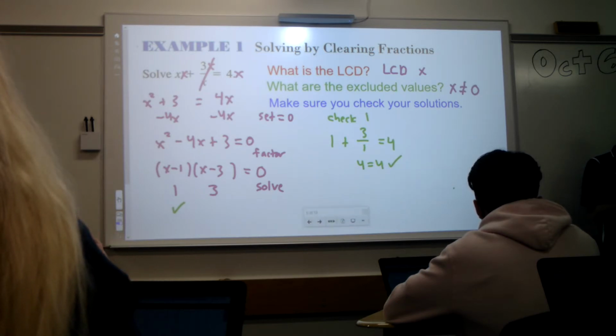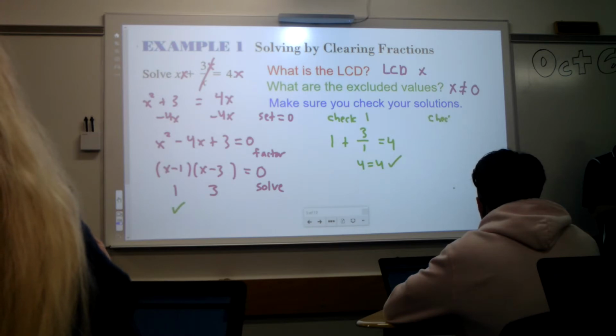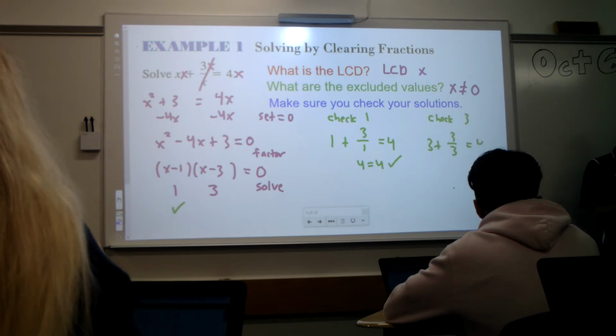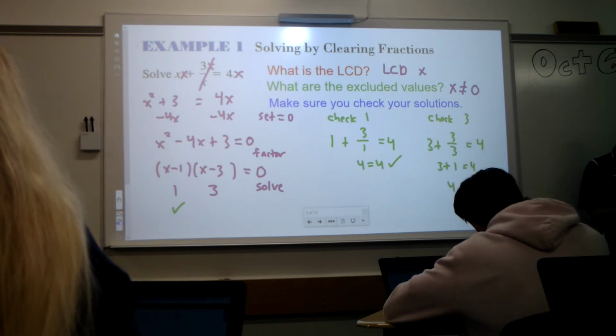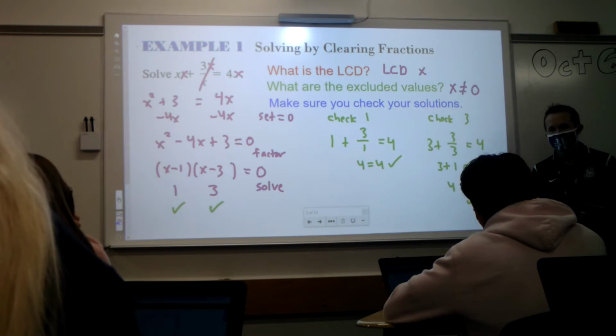Alright, well then let's check 3. I'm going to go to the original equation, and anywhere I saw an x, I'm putting a 3. So I get 3 plus 3 over 3 is 4. That's 3 plus 1 is equal to 4. Sure enough, 4 is equal to 4. So 3 is also a solution.